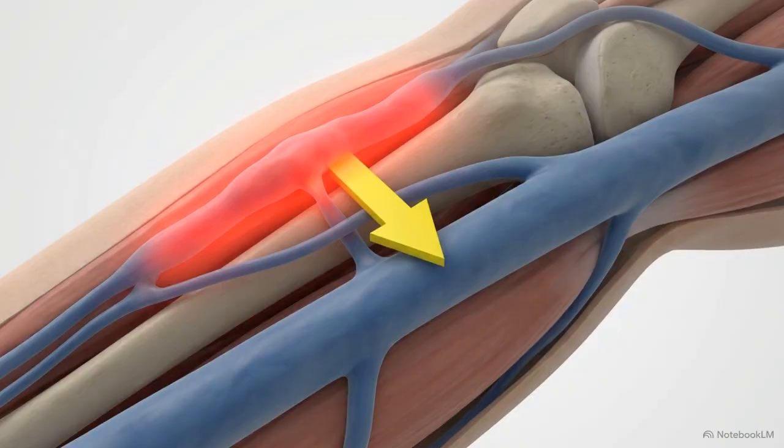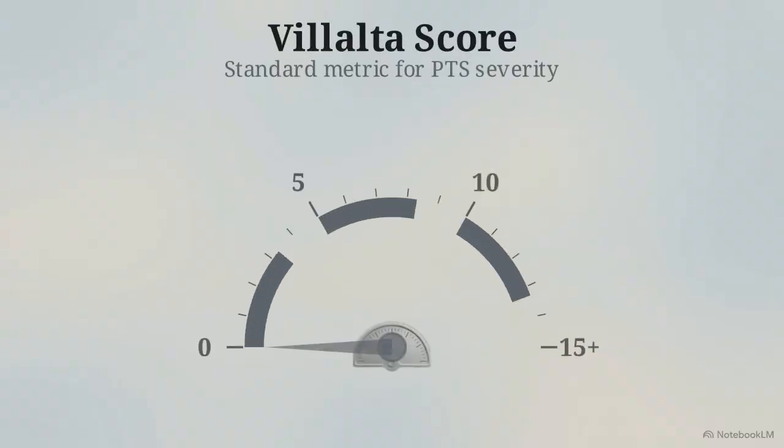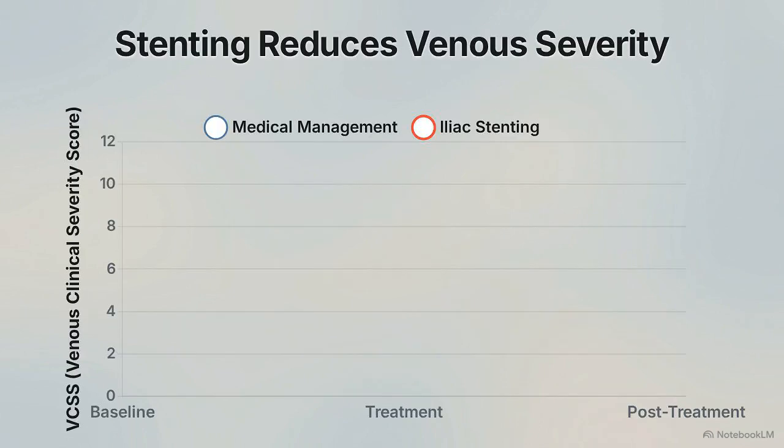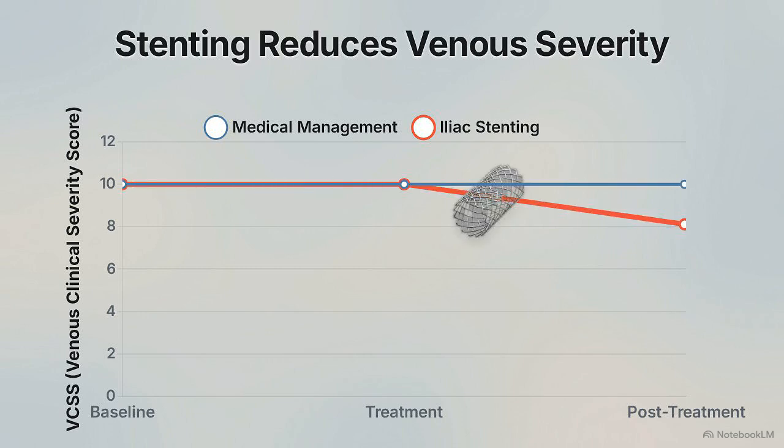Furthermore, recurrent superficial thrombophlebitis requires definitive reflux treatment to interrupt the inflammatory cycle and prevent potential DVT extension. To grade the severity of symptoms, we utilize the Villalta score. A score of 10 or greater indicates moderate to severe post-thrombotic syndrome. The C-TRACT trial demonstrated that for patients with Villalta scores in this range, iliac stenting significantly reduces the venous clinical severity score compared to medical management alone.